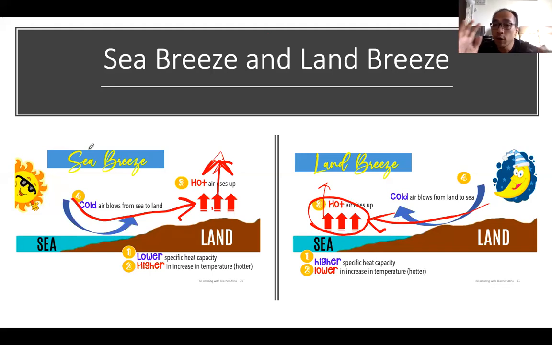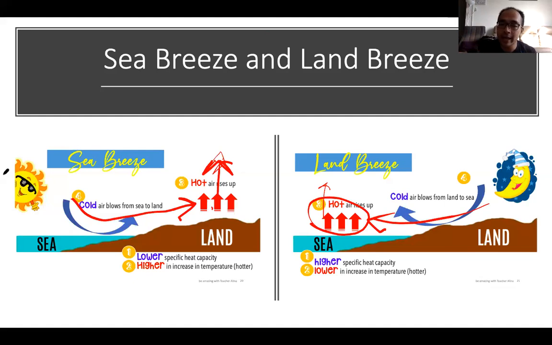Okay, but in both cases, it is the same. Hot air must rise up. So the question that you must ask is, di mana dia lebih panas? Where it is hotter, that's where the hot air will rise. And then when the hot air rises, cold air must come in to replace the hot air.